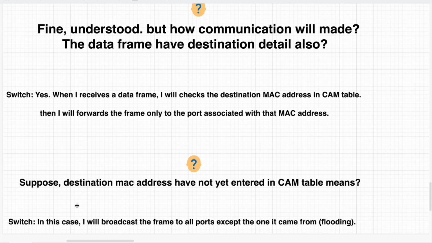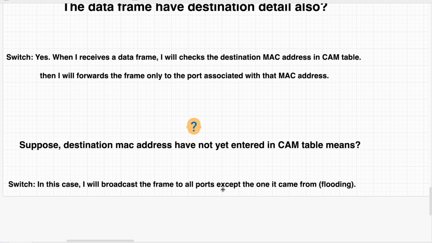Okay, understood. But suppose the destination MAC address has not yet been entered in the CAM table, that means the destination's MAC address does not exist in the CAM table right now. Then in this case, what happens? The switch is saying, in this case I will broadcast the frame to all ports except the one it came from, flooding.